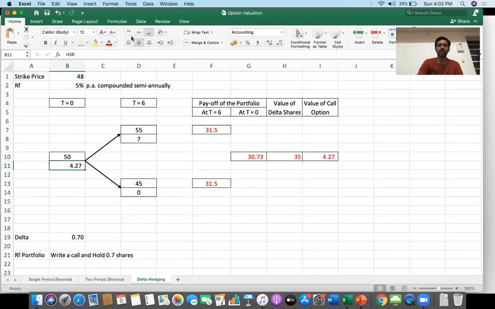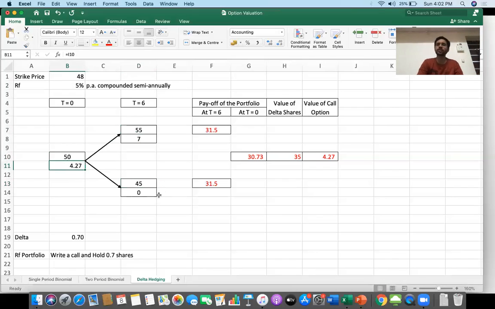This is what we have done. Given the constraints that we have, we calculated that the value of the option today is 4.27. By constraints, I mean nothing but the strike price of 48, risk-free rate of 5%, current share price of 50, and two possible share prices of 55 and 45.